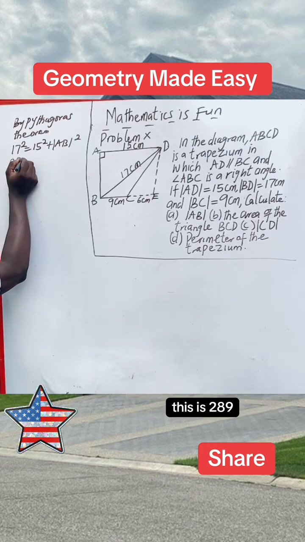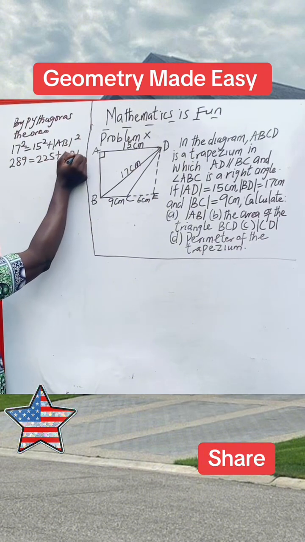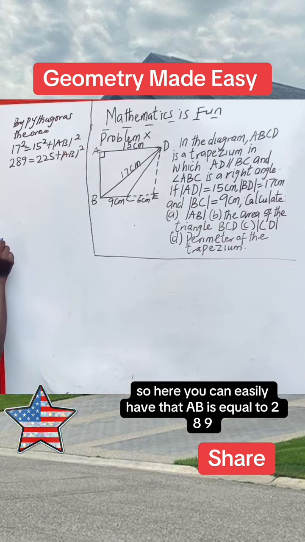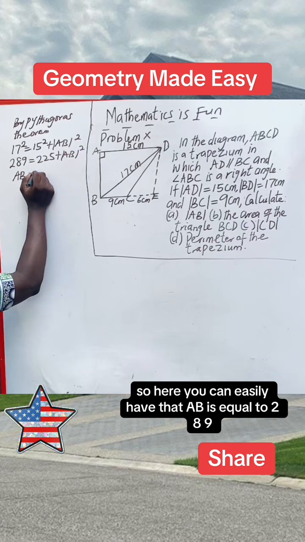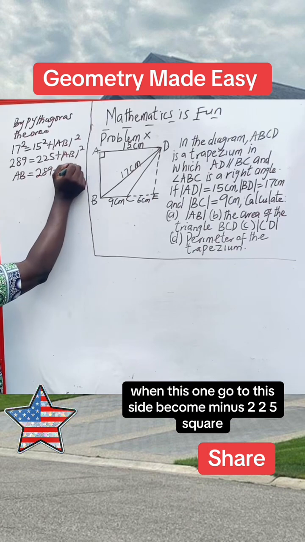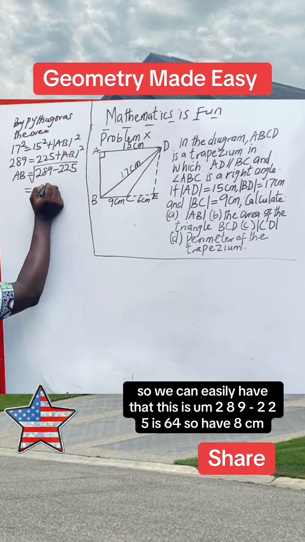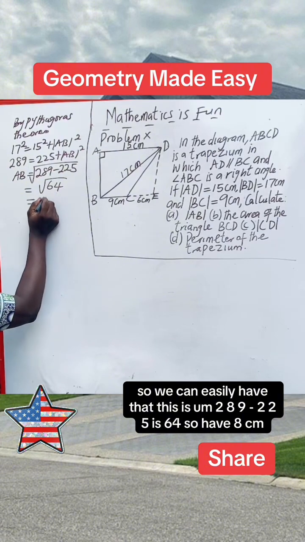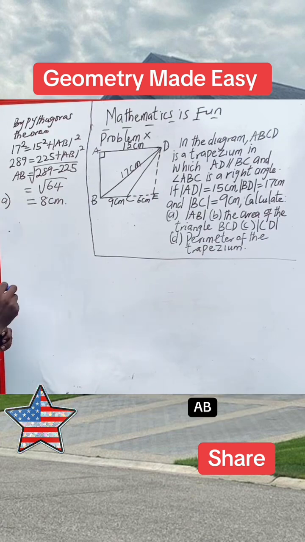This is 289. This is 225 plus AB squared. All right. So here you can easily have that AB squared is equal to 289. When this one goes to this side, it becomes minus 225 because of the square in the AB. So you can easily have that this is 64. 289 minus 225 is 64. So we have 8 cm. So the value of AB is 8 cm. Question A answered.